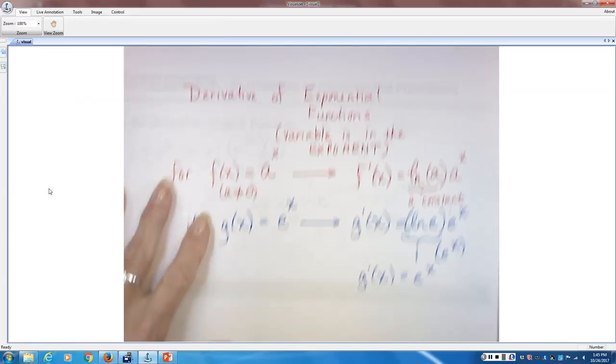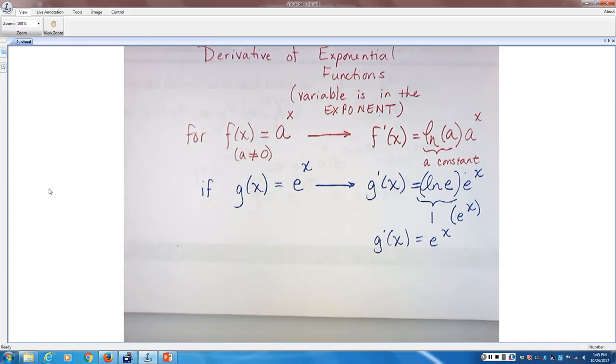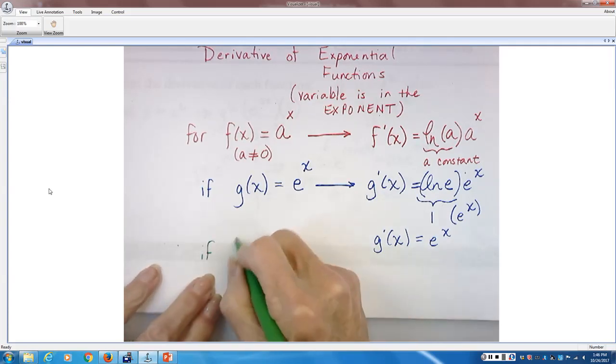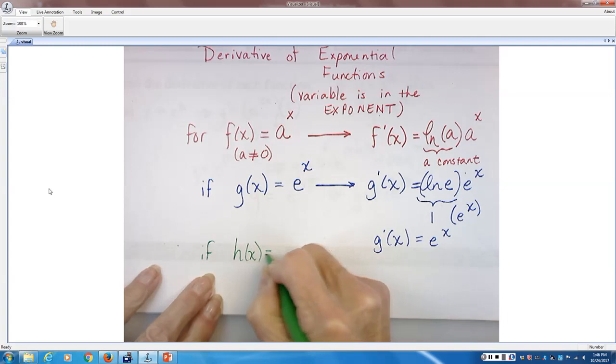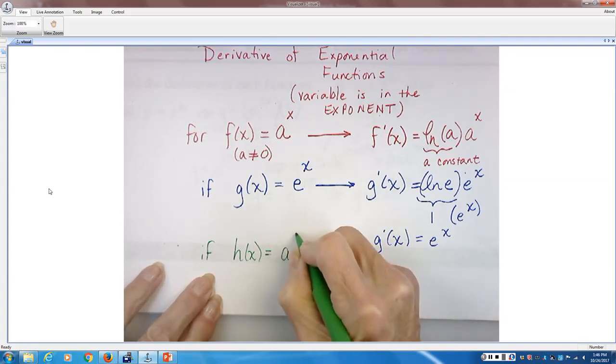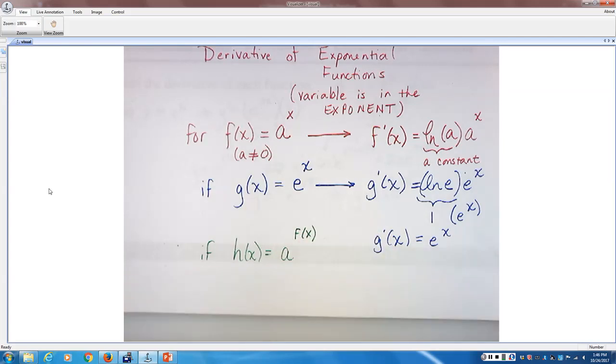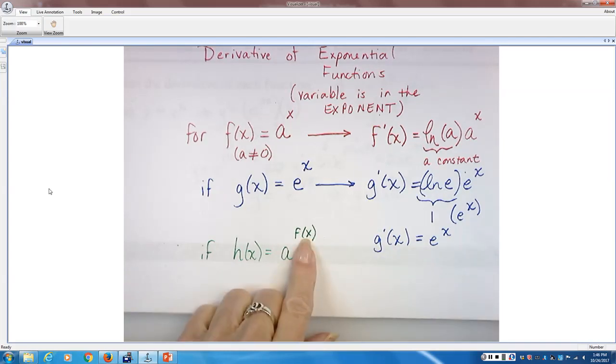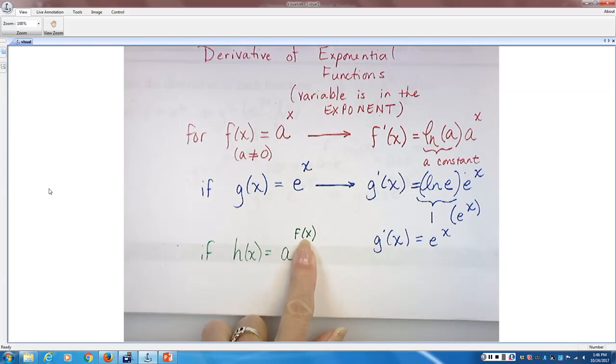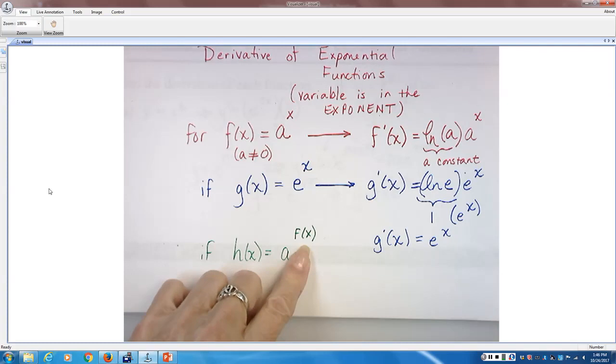The only other thing that can happen, and it can happen whether the base is e or the base is a, is, let's say that what you have as your exponent is not just an x, but it's some functional expression of x, like x squared plus 1, or 2x minus 9, or the square root of x, or something else being done to the x. This is chain rule.